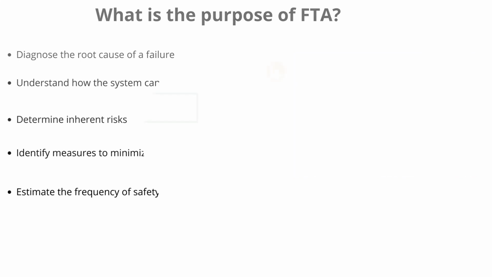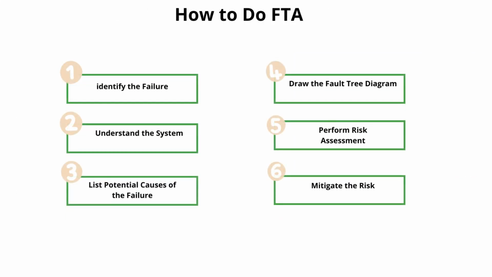How to do fault tree analysis? Identify the failure. Identifying the exact failure is the first task in FTA. To do so, the organization needs a definition of the problem to narrow down the investigation.